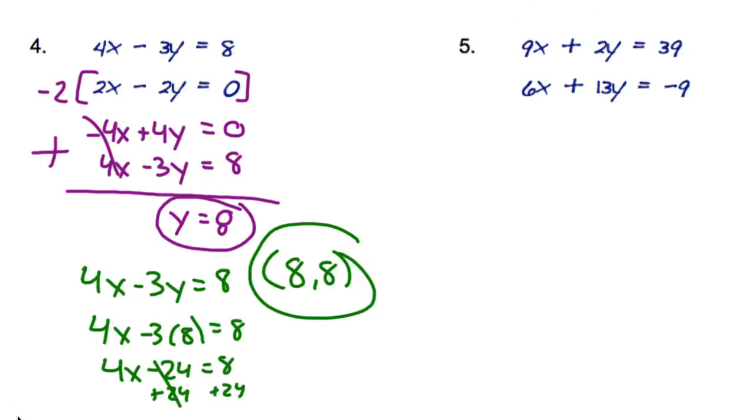Number 5, let's go. So this one, let's take a look. Everything's lined up. X's, Y's, equal sign, constants, all lined up. Now, does anything cancel? I'm looking at it, no. In number 4, I just multiplied the bottom one by -2, and those canceled. Is there a number I can multiply 6 by that will equal 9? Not a whole number, a decimal maybe. Or is there a number I can multiply 2 by to equal 13? Again, a decimal, not a whole number, and that will get really ugly.